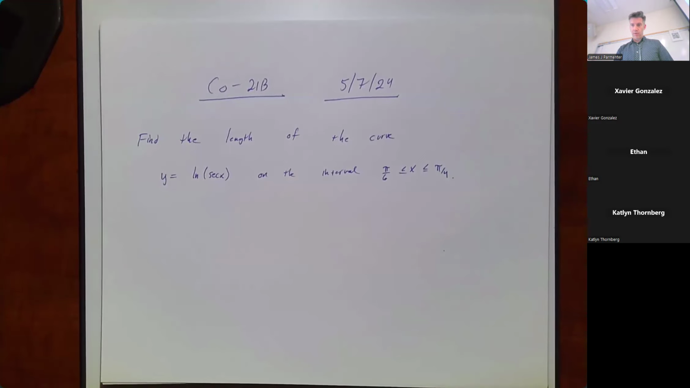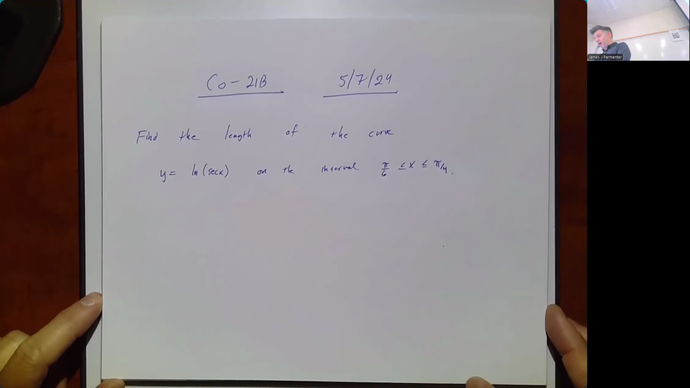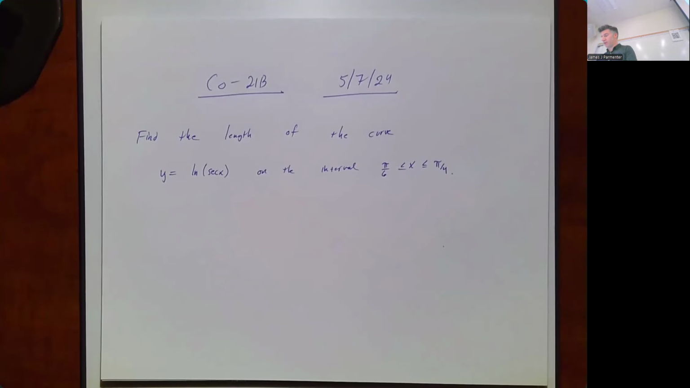So, starting off with an arc length problem, then we're going to talk about some trig sub and some partial fractions. So here's the setup. Find the length of the curve y equals the natural log of secant of x on the interval from pi over 6 to pi over 4. So length, or they could have said arc length, but when we read a question like this, we are reading the fact that we have to use the arc length setup.